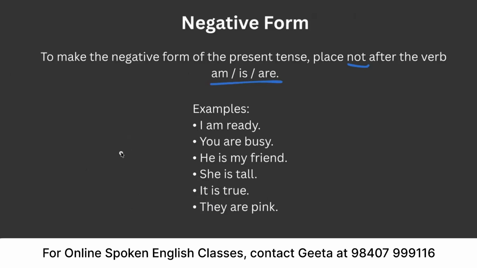Now, to make a positive sentence negative, we use not after the verb am, is, or are. For example, I am ready. I am not ready. So we have placed not after the verb am. You are busy. You are not busy. He is my friend. He is not my friend. She is tall. She is not tall. It is true. It is not true. They are pink. They are not pink.